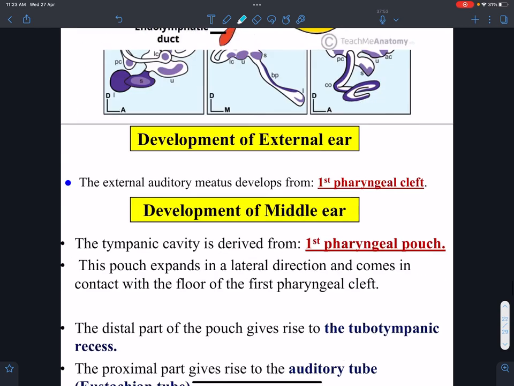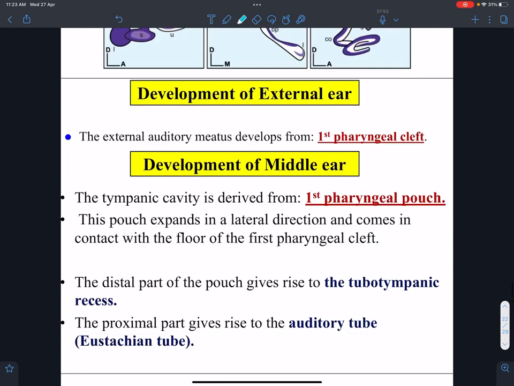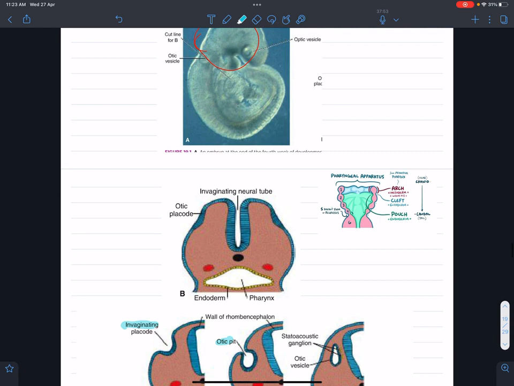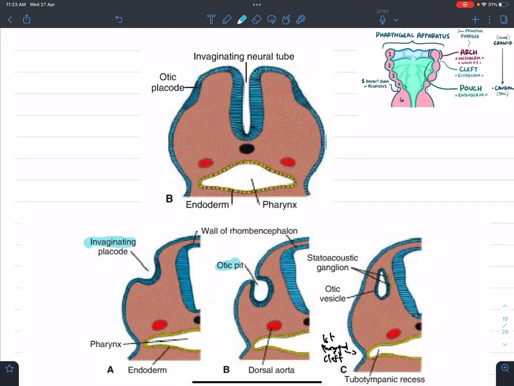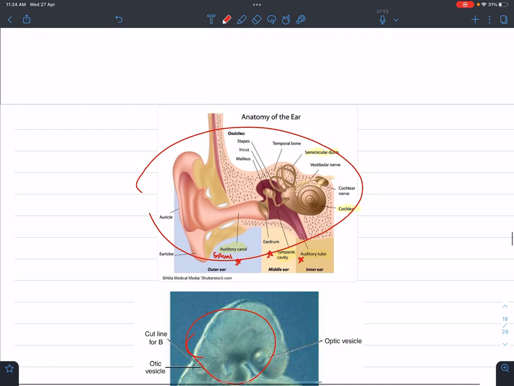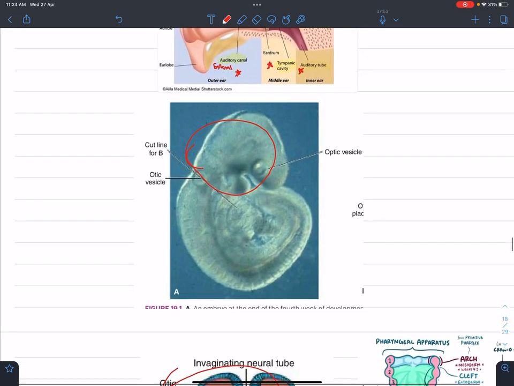Next, we will look at the development of the middle ear and the external ear together because they're joined together. When we looked at development of the inner ear, it's going to be separate. Its development is going to be separate from the development of the middle and external ear. Eventually, by the end of development, they will all join together so they can give you the ear. Don't worry. But at the beginning, they'll be separate.